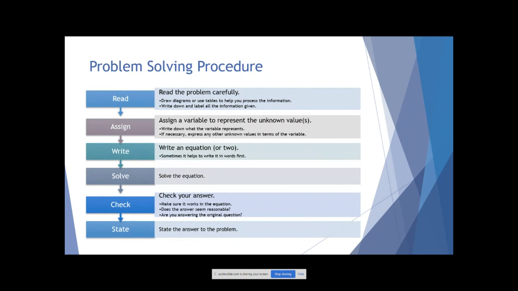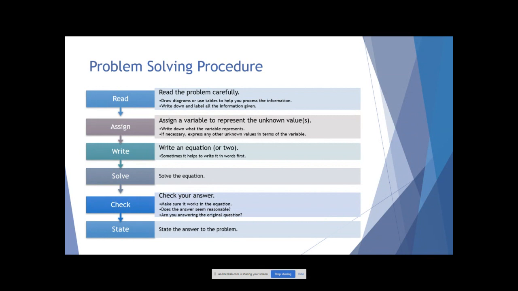Then you want to assign a variable to represent what the unknown values are. So whatever you're looking for that you don't know, make sure you have variables representing those. Sometimes you need to have more than one unknown. Sometimes you don't need them all. Sometimes they give you extra information, but write down the things that you don't know that you may need to find.